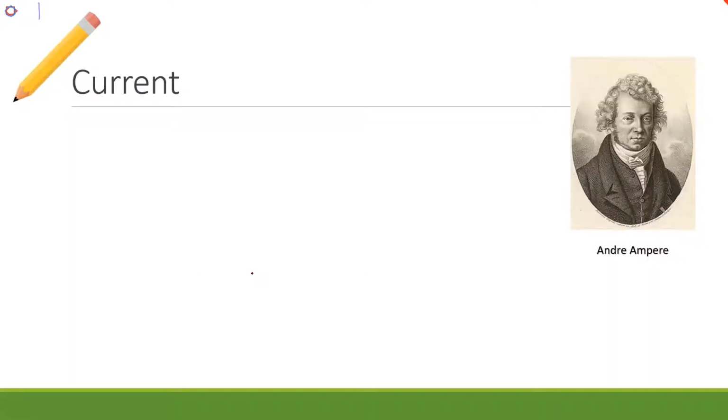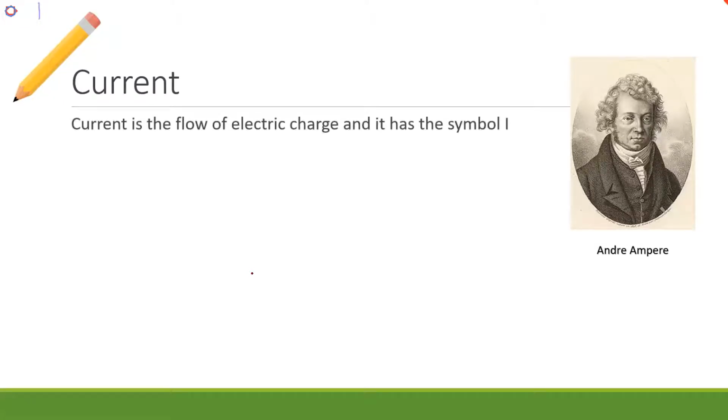But now we're going to talk about Andre Ampere. Now this dude here, he was a French scientist, and he came up with a new way to explore this idea. What he did is he said current is the flow of electricity and has the symbol I. Now, I think there's no general consensus why I chose I, but I think it comes from the Latin word imperatus, which means to move, so it makes sense.